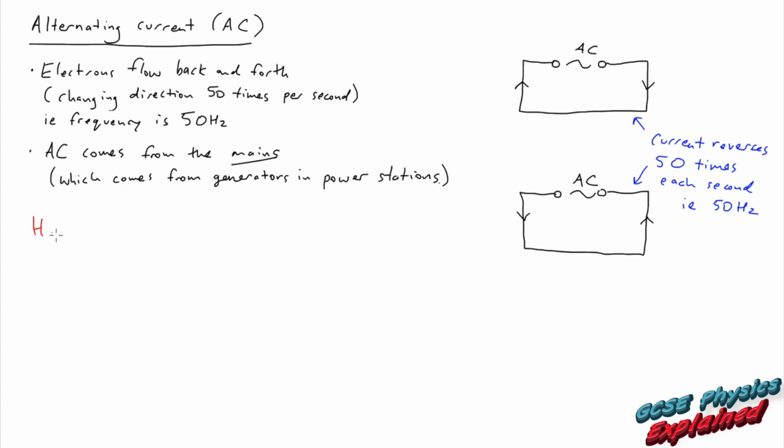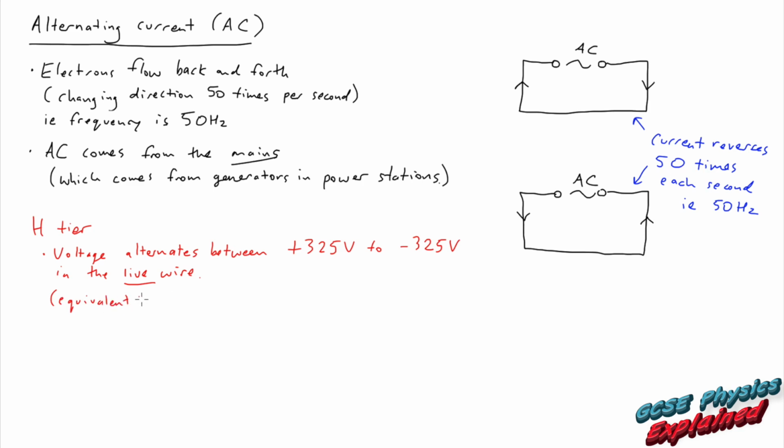Now, if you're higher tier, you're also going to have to know how big the voltage is. So basically the voltage alternates between plus 325 volts and minus 325 volts, and that'll be in the live wire. And that's actually equivalent to a direct voltage of 230 volts. That's what the mains supply is in England. It's 230 volts.